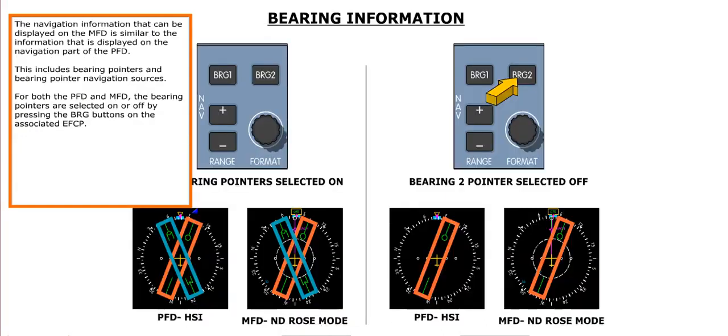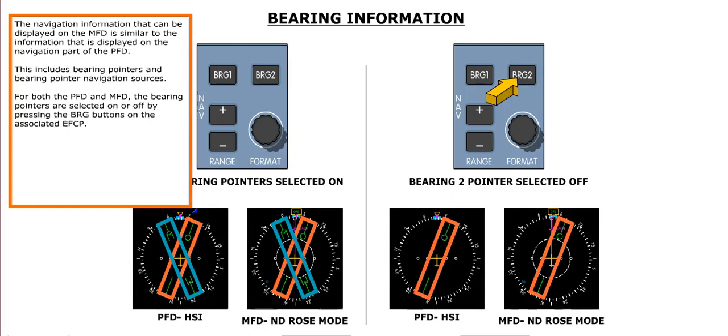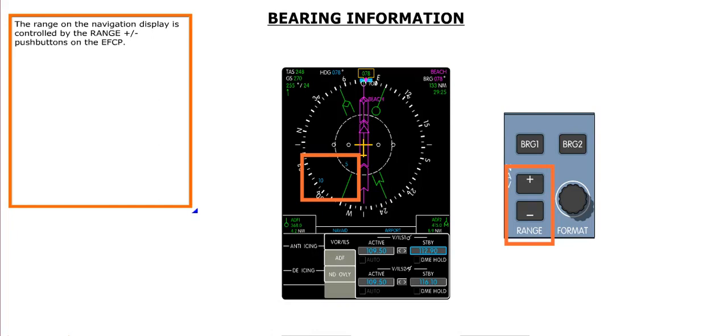The navigation information that can be displayed on the MFD is similar to the information that is displayed on the navigation part of the PFD. This includes bearing pointers and bearing pointer navigation sources. For both the PFD and MFD, the bearing pointers are selected on or off by pressing the bearing buttons on the associated EFCP. The range on the navigation display is controlled by the range plus or minus push buttons on the EFCP.